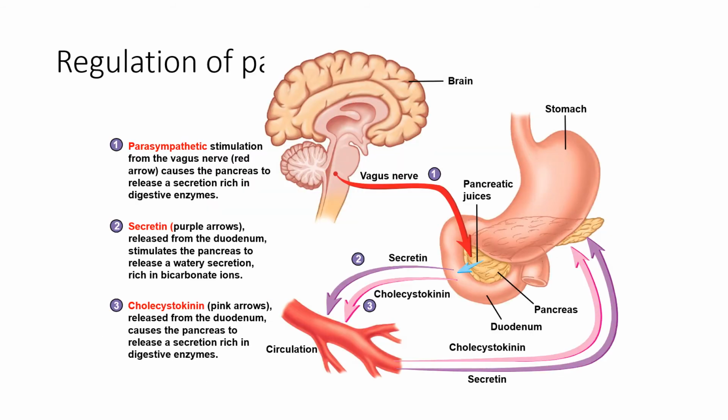Stimulation of pancreatic secretions takes place via the vagus nerve, parasympathetic stimulation, which causes secretion of digestive enzymes. Secretin, one of the hormones secreted by the small intestine, is going to stimulate the pancreas into secreting a buffer of bicarbonate ions. Cholecystokinin will also stimulate the pancreas into secreting digestive enzymes.